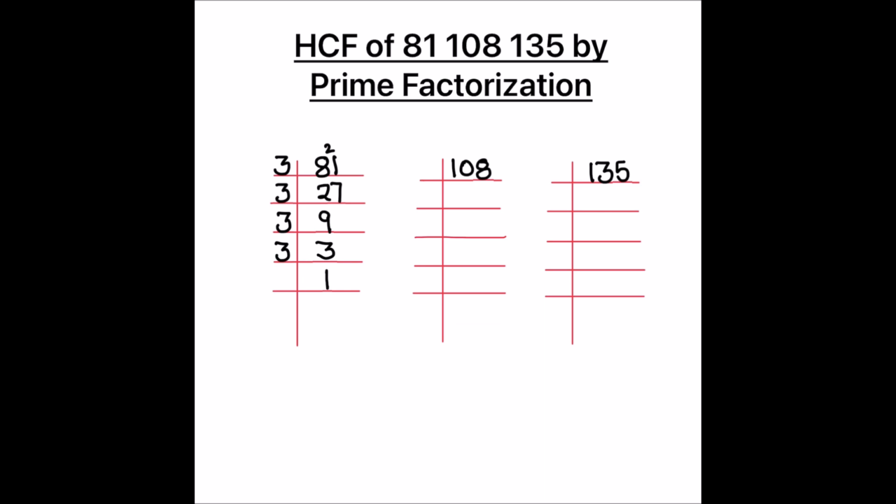So 108 is an even number. It is divisible by 2. 2 times 5 is 10. 2 times 4 is 8. 2 times 2 is 4. 1 is remainder. This becomes 14. 2 times 7 is 14.